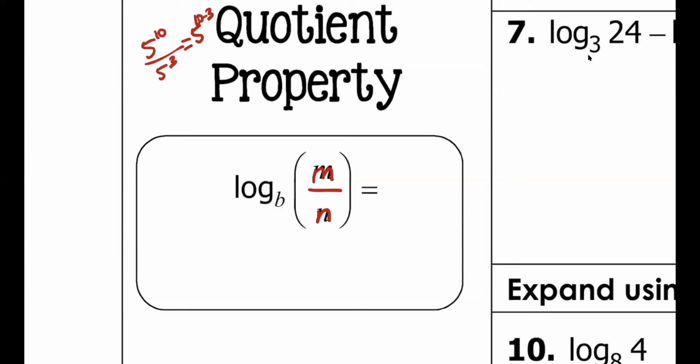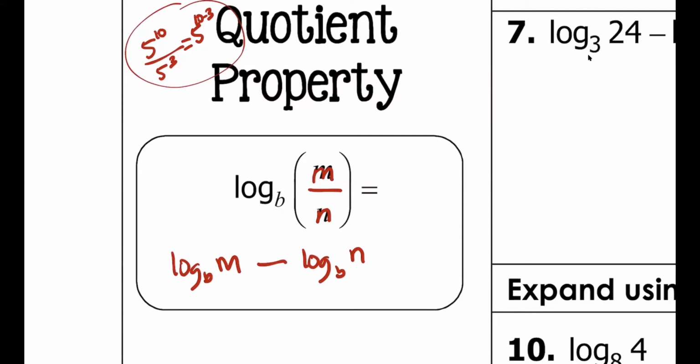Same thing with logs. When I'm taking the log of a quotient, I'm going to subtract the log of each, m and n, okay? So this would become log base b of m minus log base b of n, right? Exponent minus exponent, just like we did here in the exponential properties.